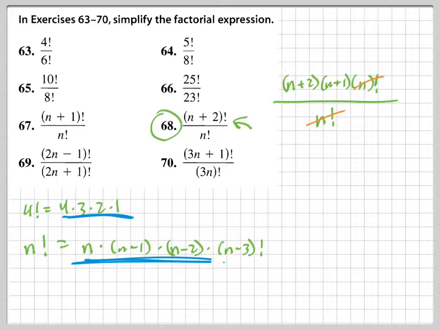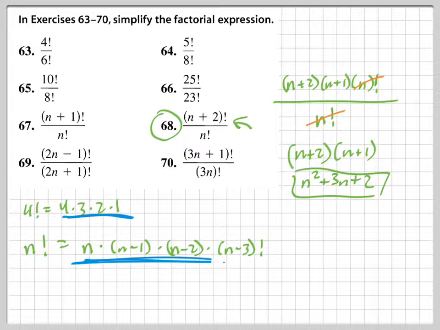And so my answer is n plus 2 times n plus 1, and you could simplify that by writing n squared plus 3n plus 2. And the way I got that is by distributing n times n, n times 1, 2 times n, and then 2 times 1, adding like terms, and then that's what I get. That's how you simplify factorial expressions.